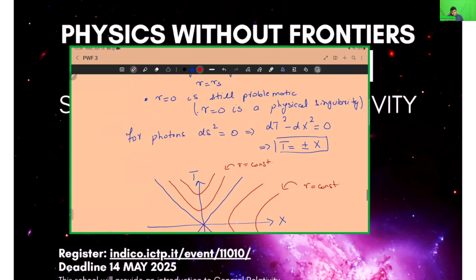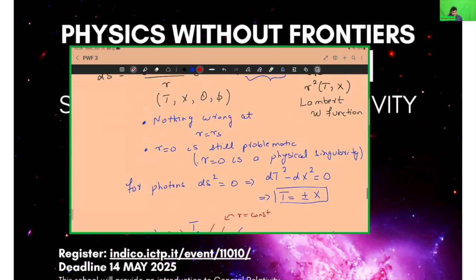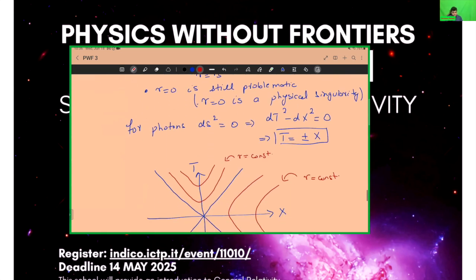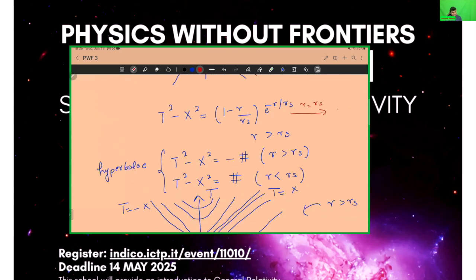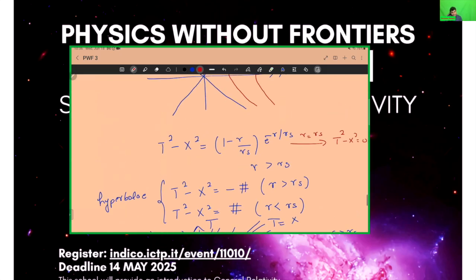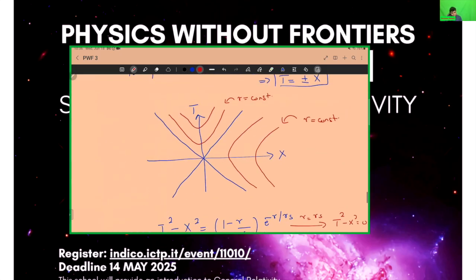Now, if r equals rs, what does the right-hand side become? Well, if r equals rs, then you get t squared minus x squared equal to 0, right? Which means that t equals x or minus x. But that precisely corresponds to these lines, right? Which means that these lines represent the event horizon. Wait, let me take another color. So this is the event horizon actually.